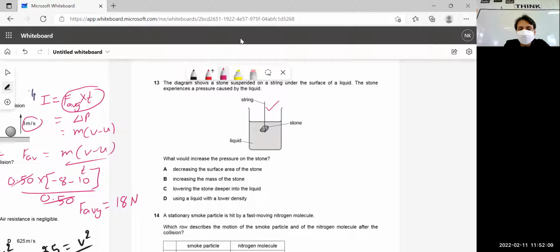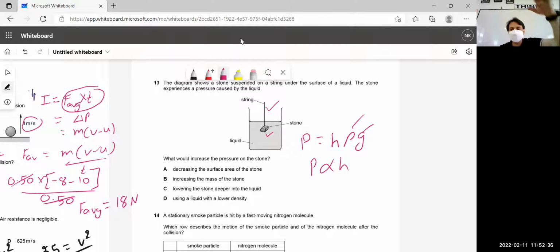We have a string, a stone is attached, and it is being lowered into the water. If you recall, the pressure underwater is given by the equation h rho g. So the density of water is the same, g is the same, so both factors are constant. Here pressure depends upon the height, meaning the depth under the water is increasing. If I lower the stone deeper into the liquid, the pressure will be higher. So the right answer is here.